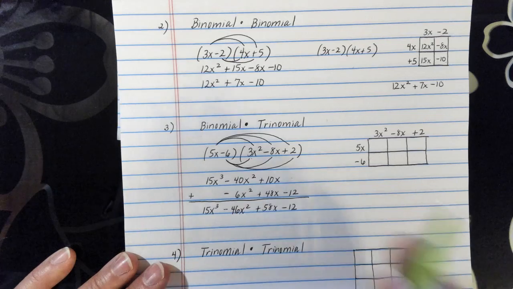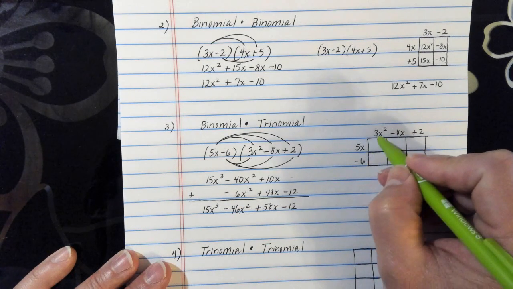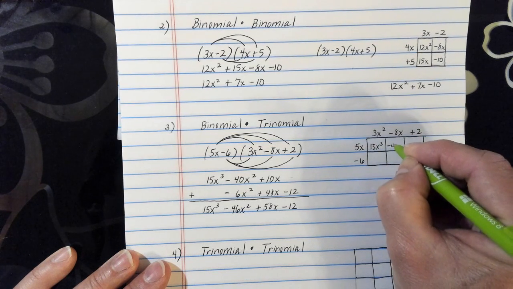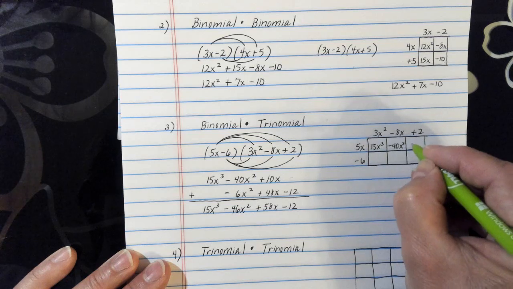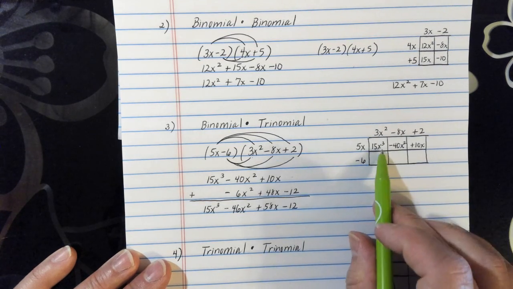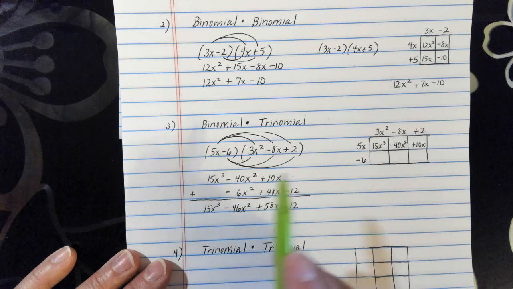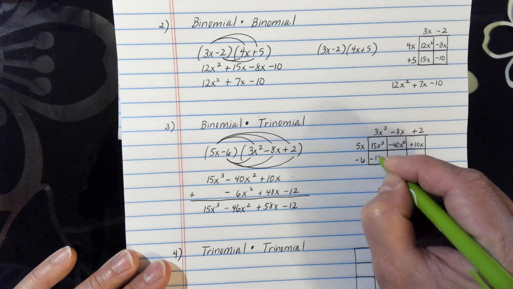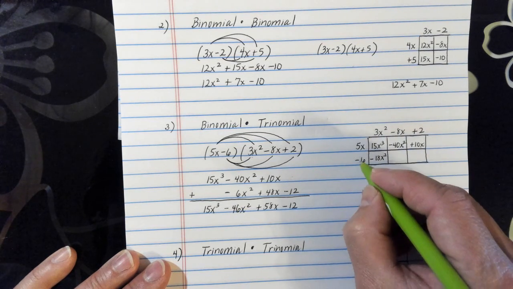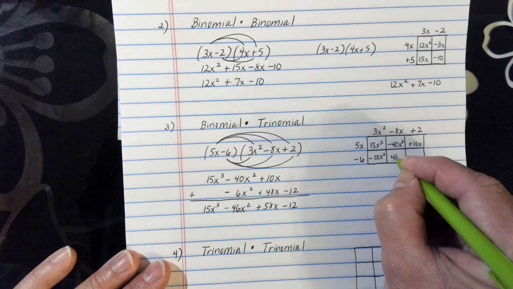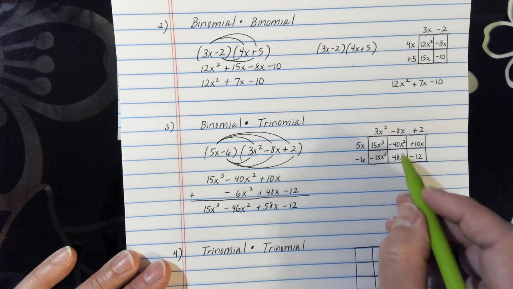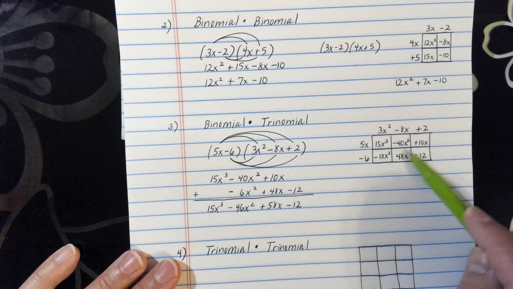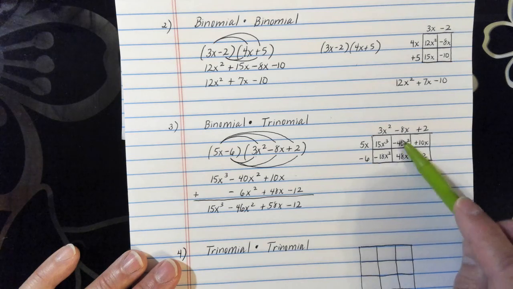Again, I say method, but it's not a method. It's just a way of showing your work. That times that is 15x cubed. That times that is negative 40x squared, that comes out as positive 10x. Look at those three are identical to those three. Negative 6 times 3x squared is 18, or sorry, negative 18x squared. Negative 6 times negative 8 is 48x, and negative 12, and then you combine like terms. Again, nice thing about the box method is they are almost always, not always, but almost always diagonally across from each other.